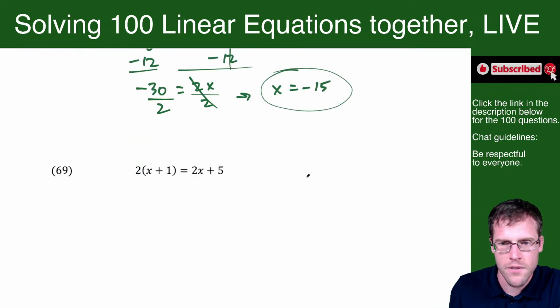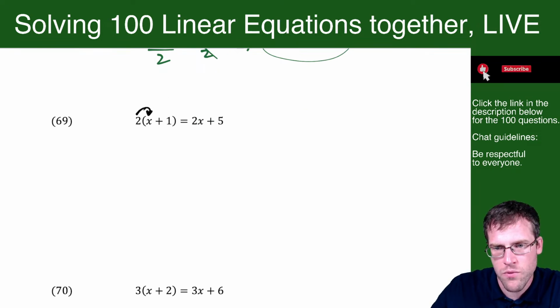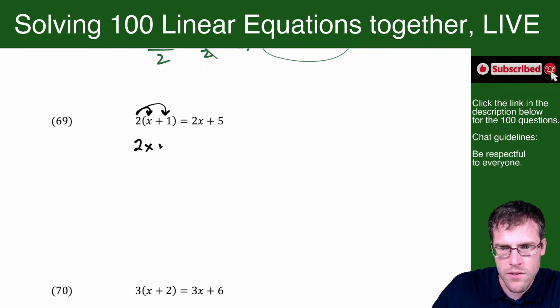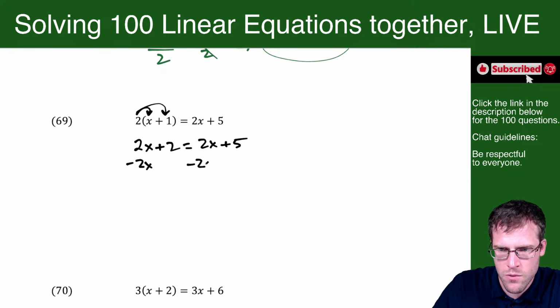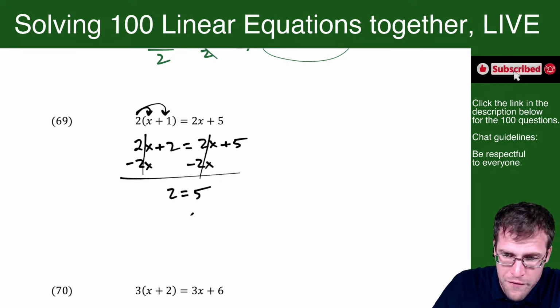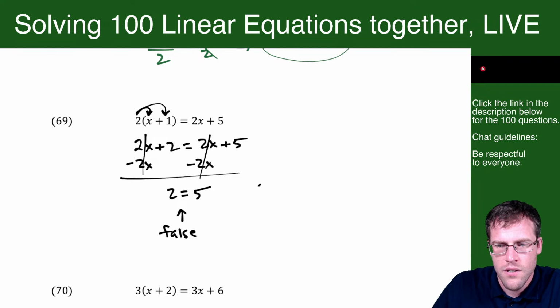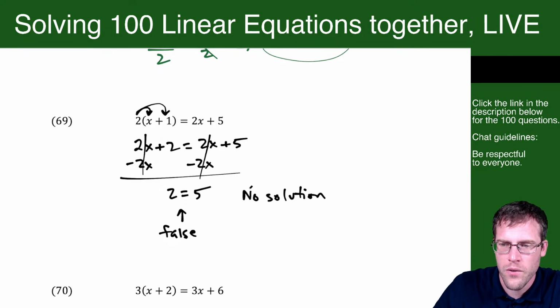And now we move on. Question 69. So this one we distribute: 2x plus 2 equals 2x plus 5. And you say, all right, let me get the x's together. Minus 2x on both sides, and you get 2 equals 5. This is a false statement. So what does that tell us? There are no solutions. Okay, no solution here.